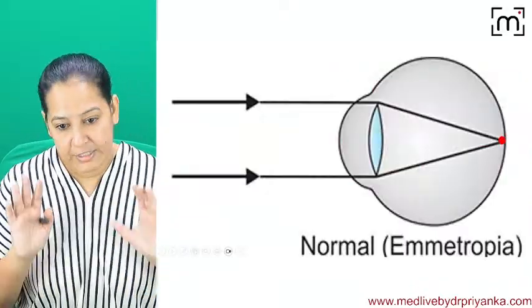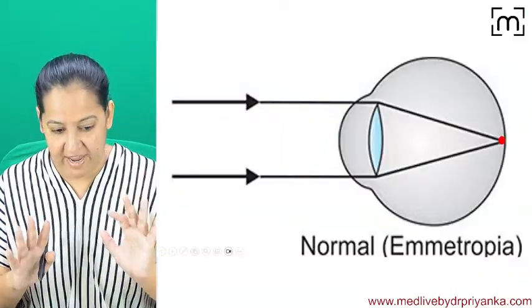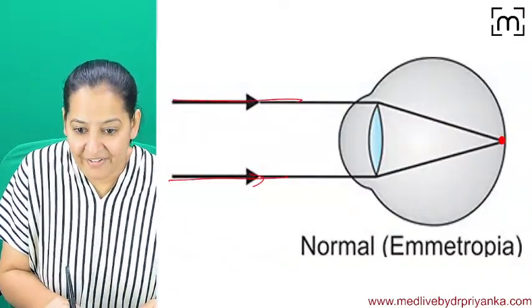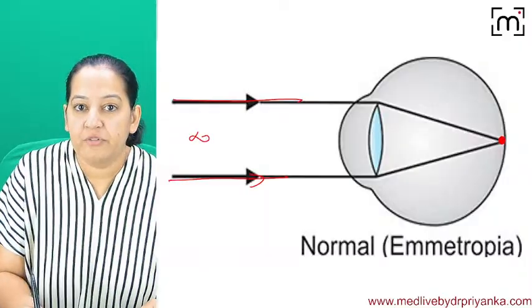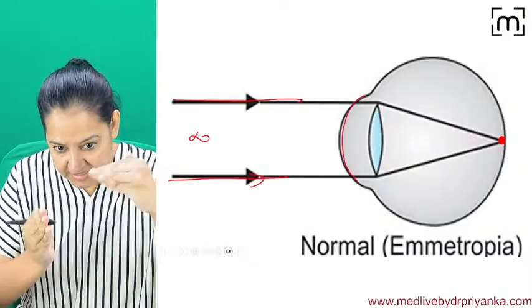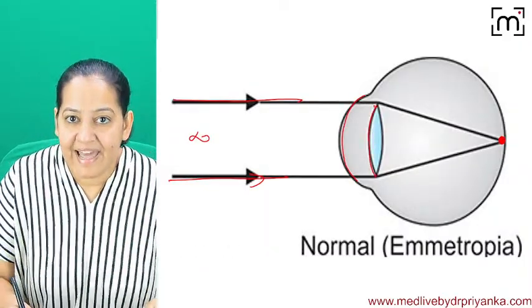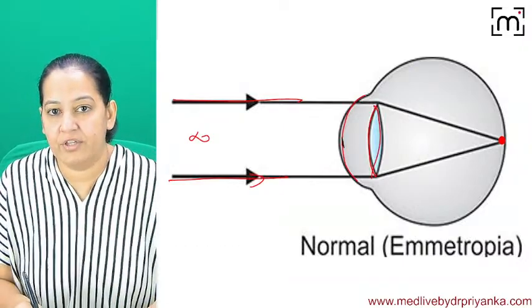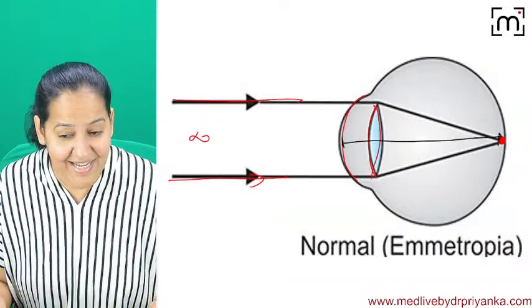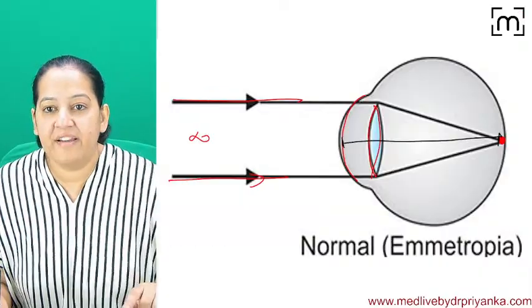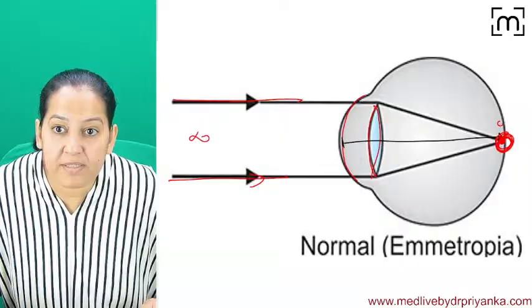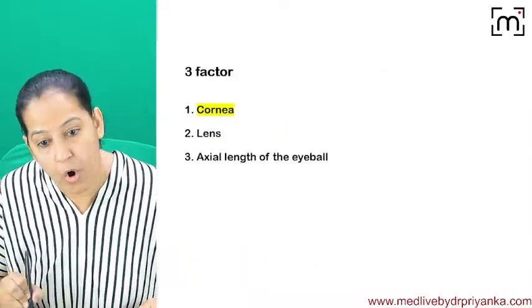You are getting it? You can see this diagram. Whatever I have explained is shown here. These are the rays, parallel rays coming from infinity. First the cornea is converging them, then the lens is further converging them, and you can see finally the axial length of the eyeball also plays a role. And finally, see this red dot. Can you appreciate this red dot? So where is the focus? Yes ma'am, the focus is on the retina.